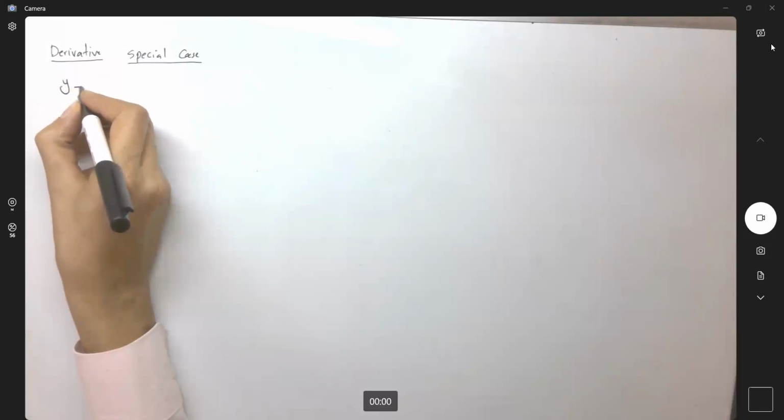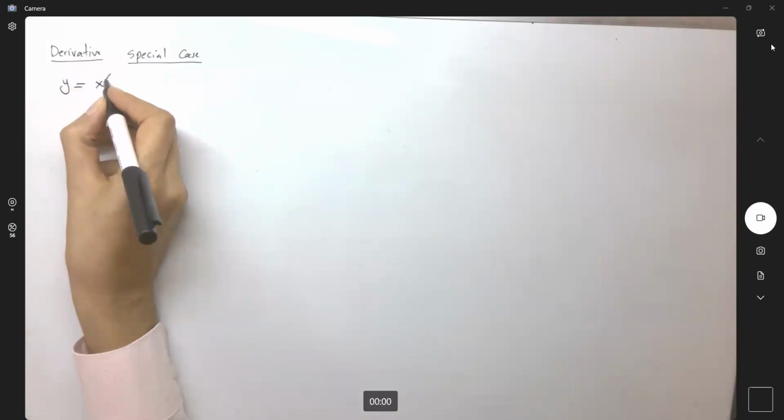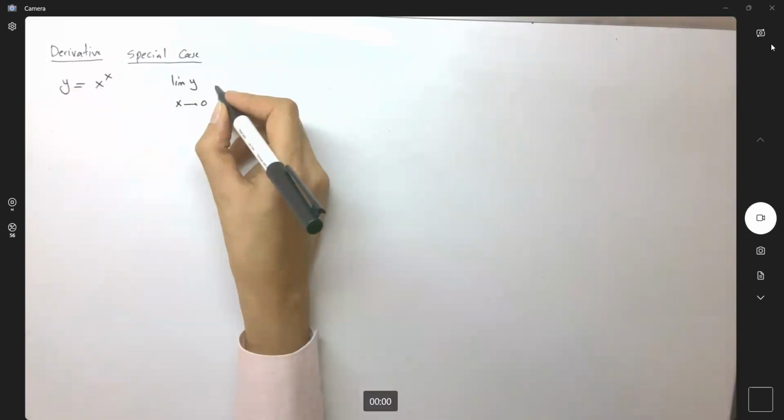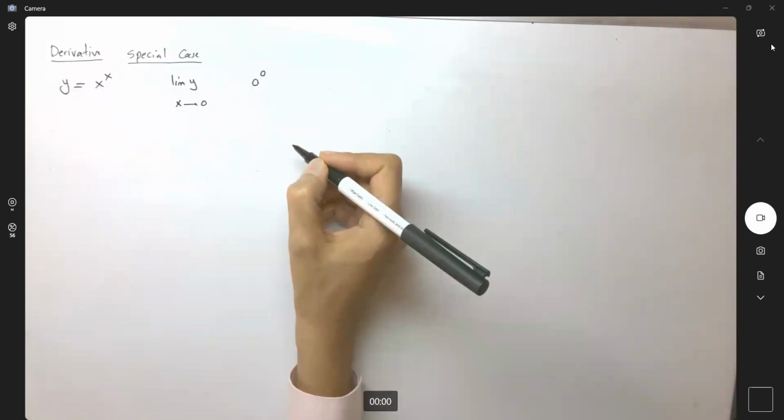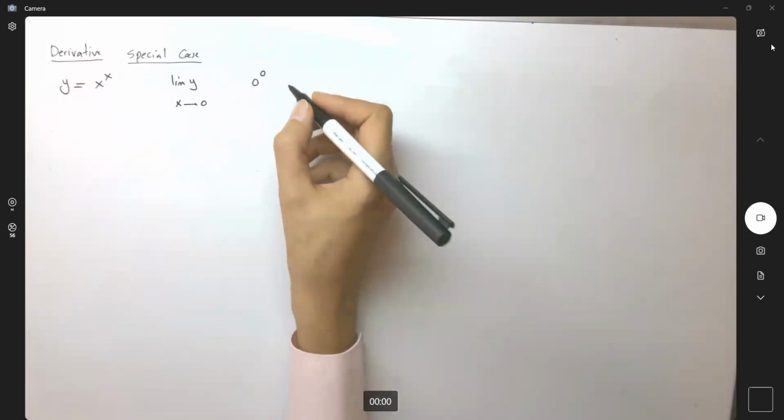Let us talk about special cases when you're taking the derivative. For example, if you have y equals x to power x, and I ask you to find the limit of y as x goes to 0, you're going to say that, hey, by substitution, I get 0 to power 0, which is actually an indeterminate form.